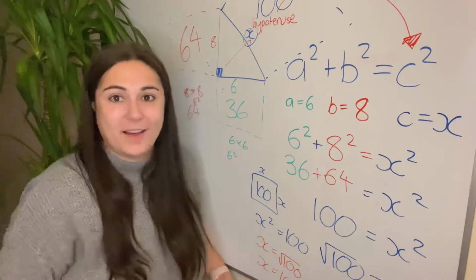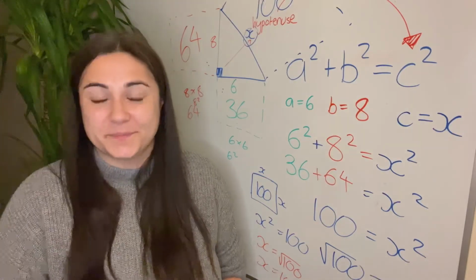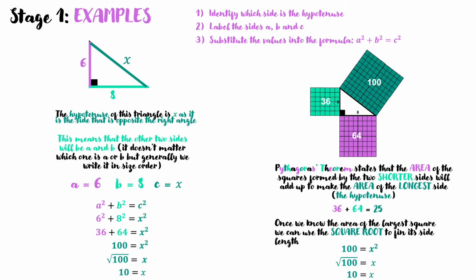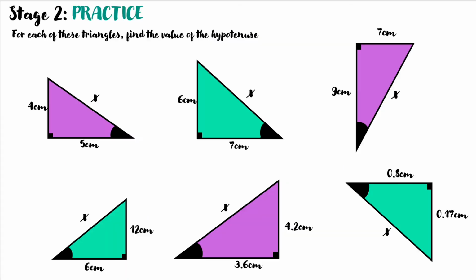Let's see if we can apply it to some questions now. And once again, just a visual representation of what I just explained. Hopefully you can see how the areas of the squares would fit into the larger square. And now let's see if you can apply this to some questions for yourself. Remember, Pythagoras' theorem is a squared plus b squared equals c squared. And start off by identifying where your hypotenuse is. Which side is your hypotenuse? That's the side that's going to be C.